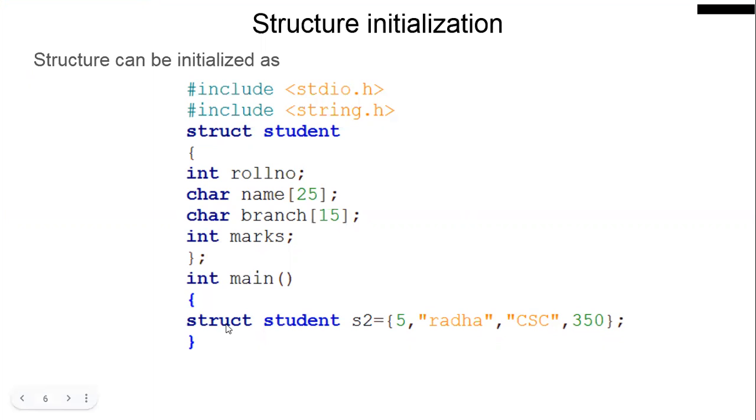Then in the main program, we again declare the structure student. We declare a variable s2, which is of type student, and which is of type structure. Now s2 equal to 5, we give 5 for roll number, Radha for name, CSE for branch, and 350 for marks. Like that, while declaring the variable itself, you can initialize. Now we'll see this with an example.